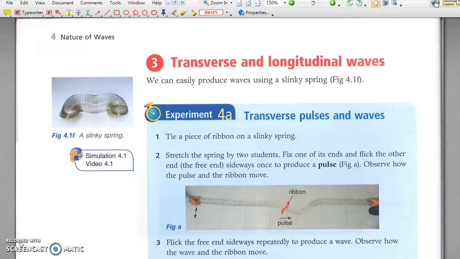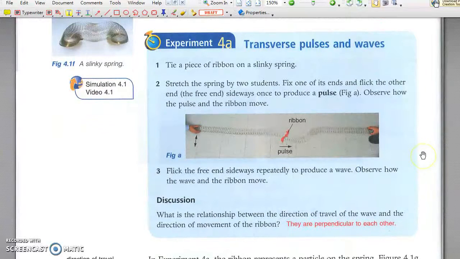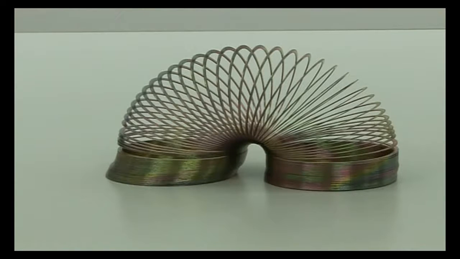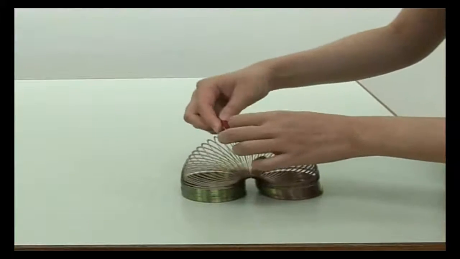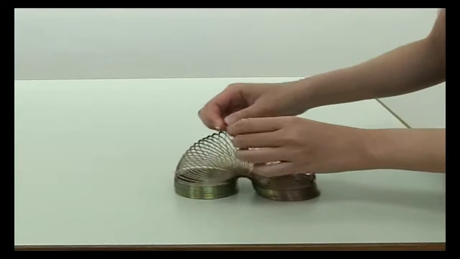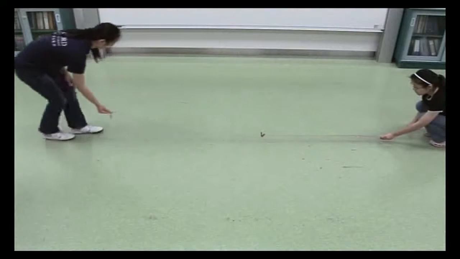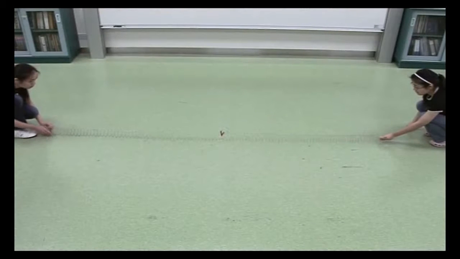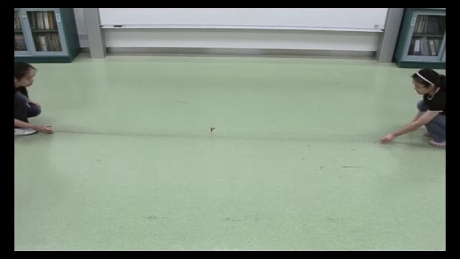3. Transverse and longitudinal waves. The following experiment shows the vibration and traveling of transverse wave. We will use this slinky spring to study the properties of transverse waves. Attach a ribbon to the middle of the spring as a marker. Lie the spring on the floor and stretch it. Flick one end of the spring sideways to send a transverse pulse across the spring. Observe the motions of the pulse and the ribbon.